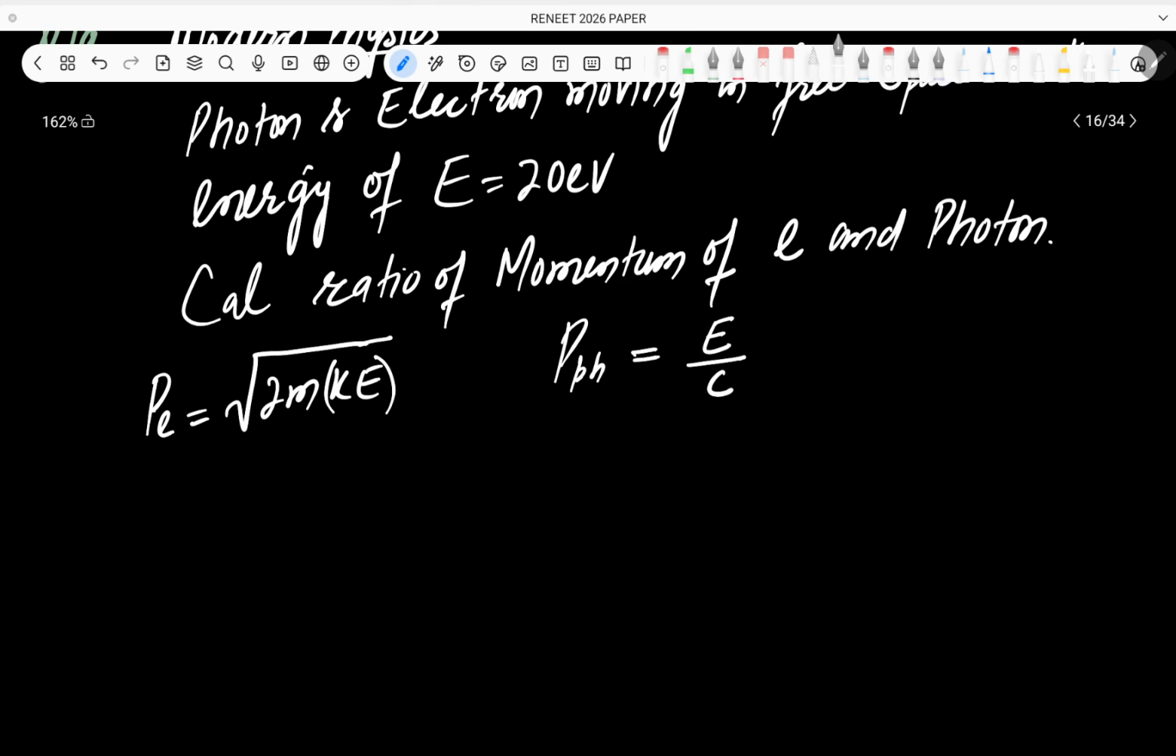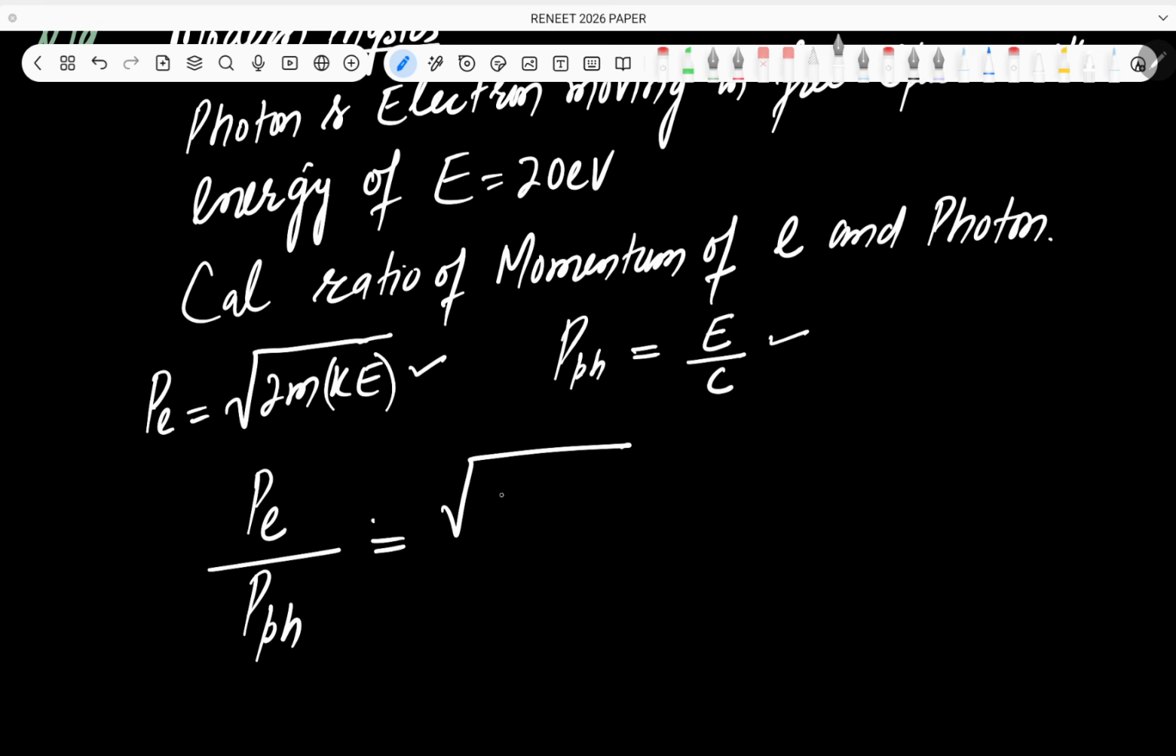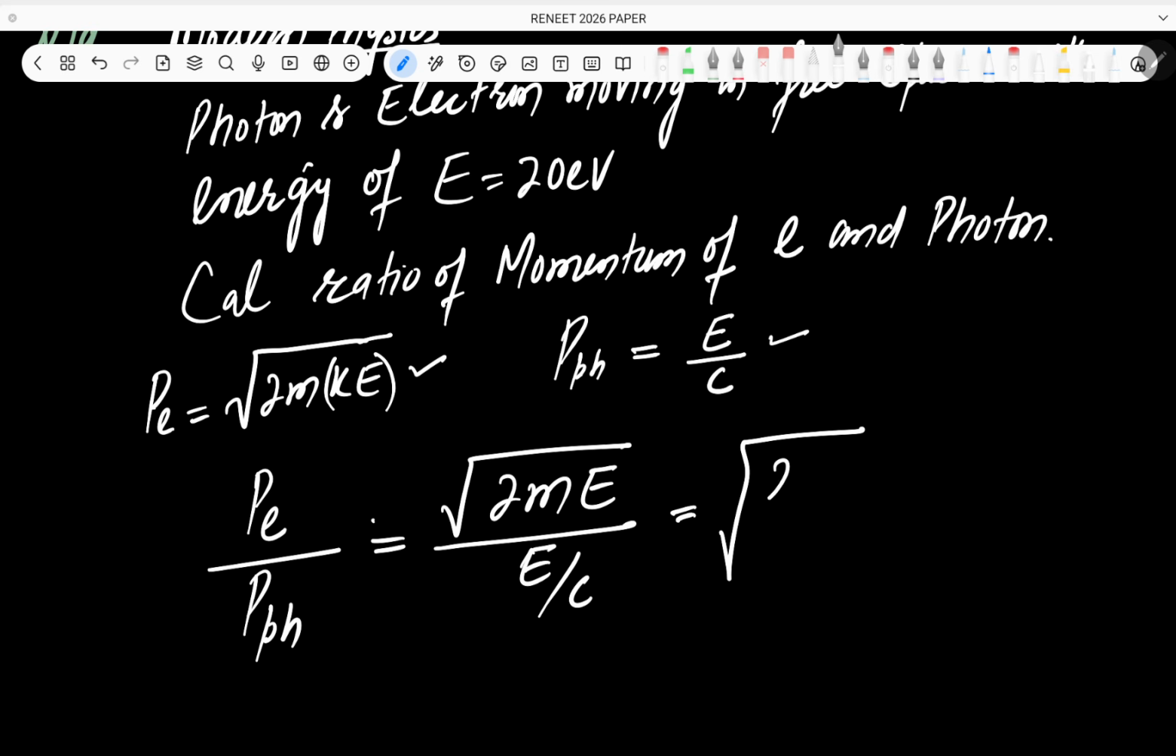So let's try to do that. First and foremost, this equation gives you the momentum of electron. This is the relation between the momentum and kinetic energy. And this equation gives me the momentum of the photon. Okay, I will have to calculate the ratio, so I will write it like this: momentum of electron divided by momentum of photon will be equal to under root of 2m multiplied by E whole divided by E by C. Or I can write it like this: root 2m root E divided by E is 1 by root E. तो यहाँ पे E आ जाएगा बेटा. This C will go in the numerator.